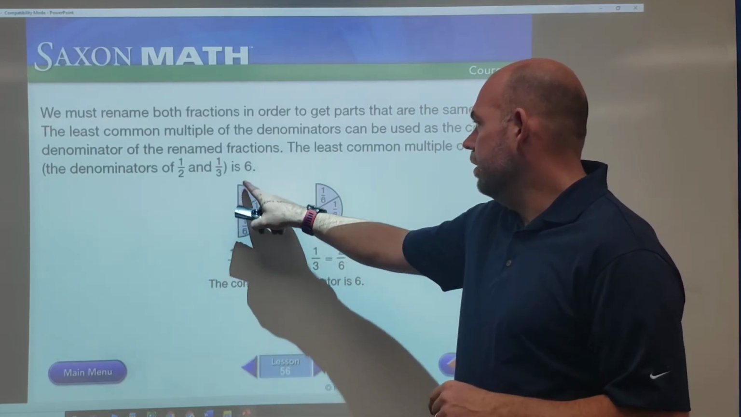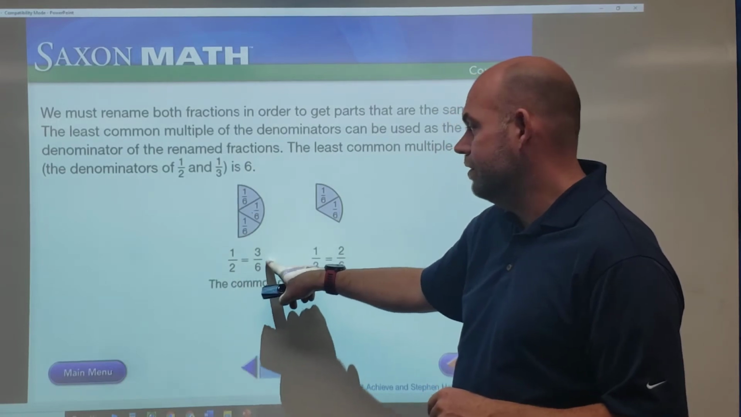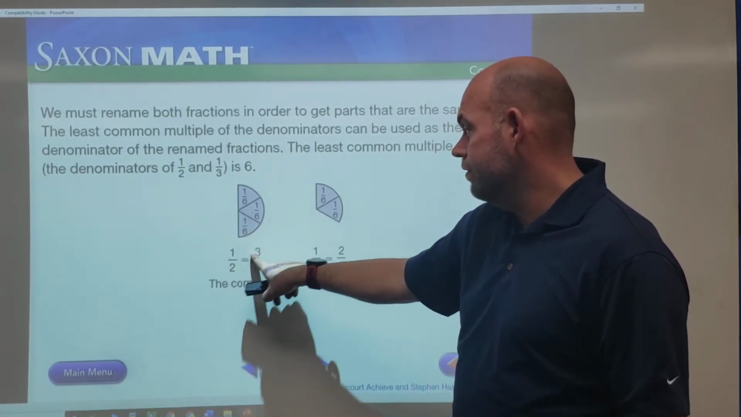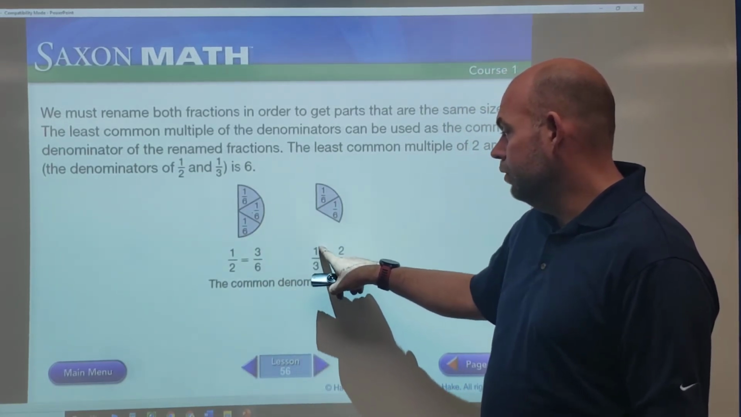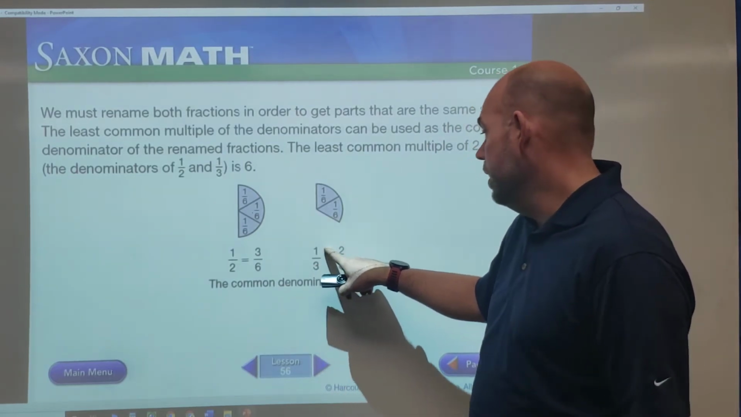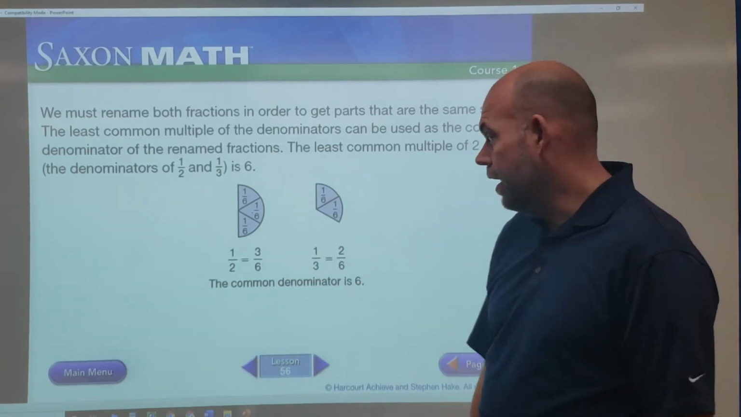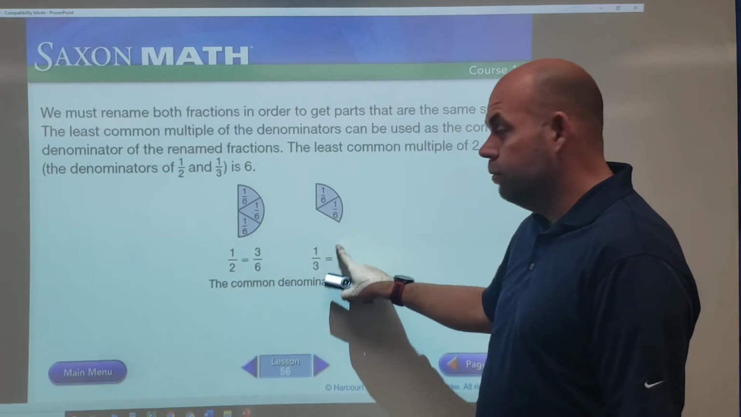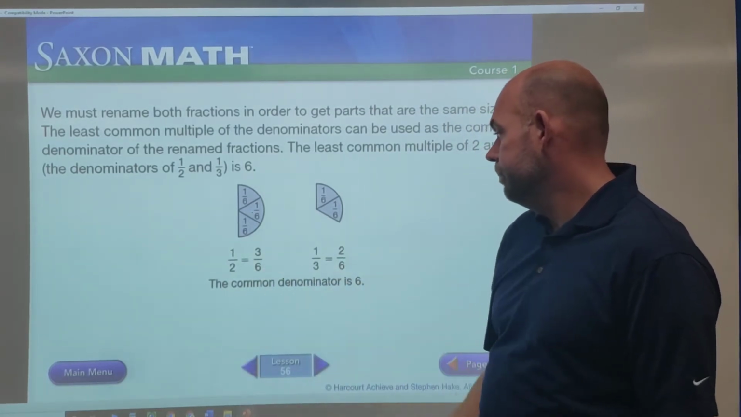If our common denominator is 6, we're going to change 1/2 to 3/6 by multiplying by 3/3. So 1/2 times 3/3 is 3/6. 1/3 will go into 6 by multiplying 3 times 2, so we're going to multiply this one by 2/2. And that gets us 2/6. So now we have 3/6 and 2/6. 1/2 is equal to 3/6, and 1/3 is equal to 2/6. So it works. Now we have common denominators.